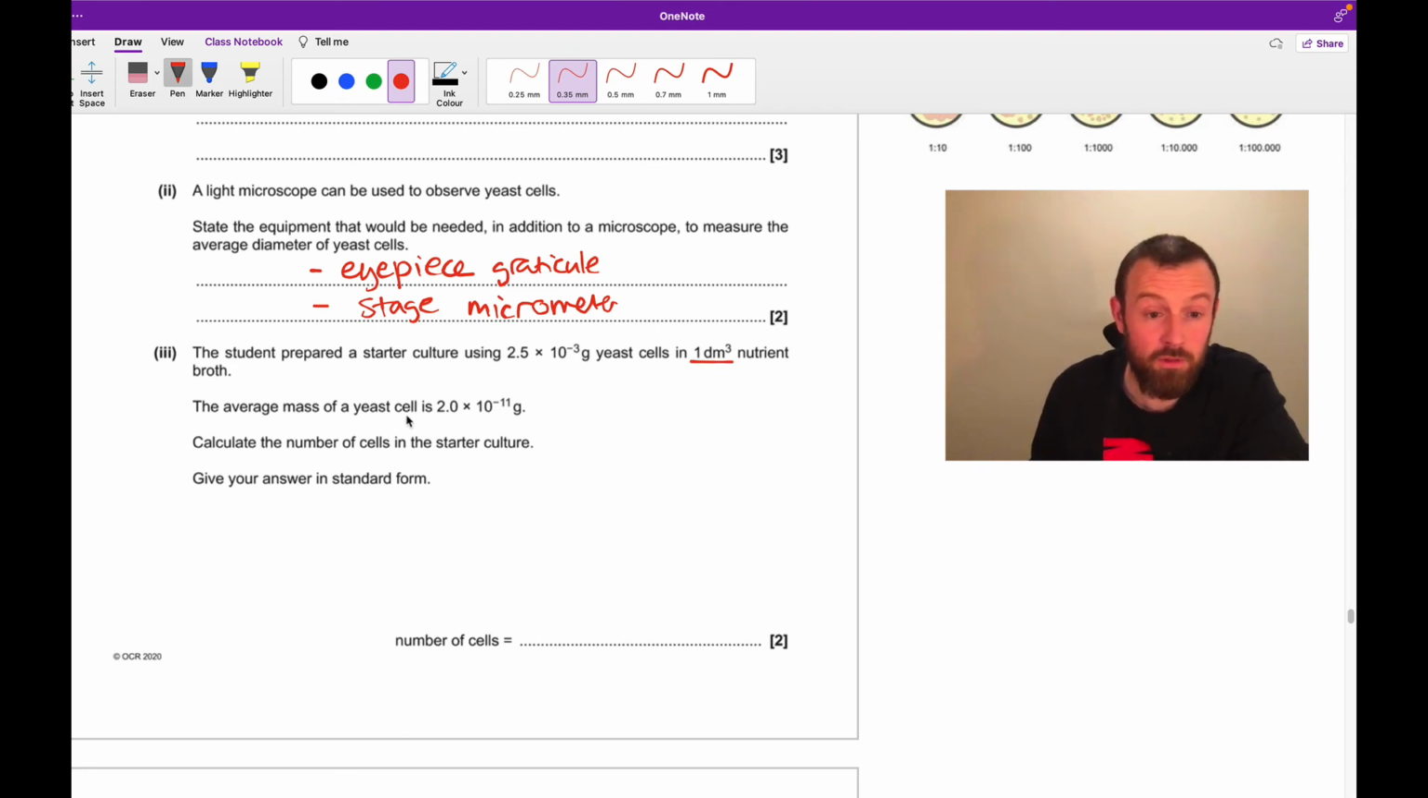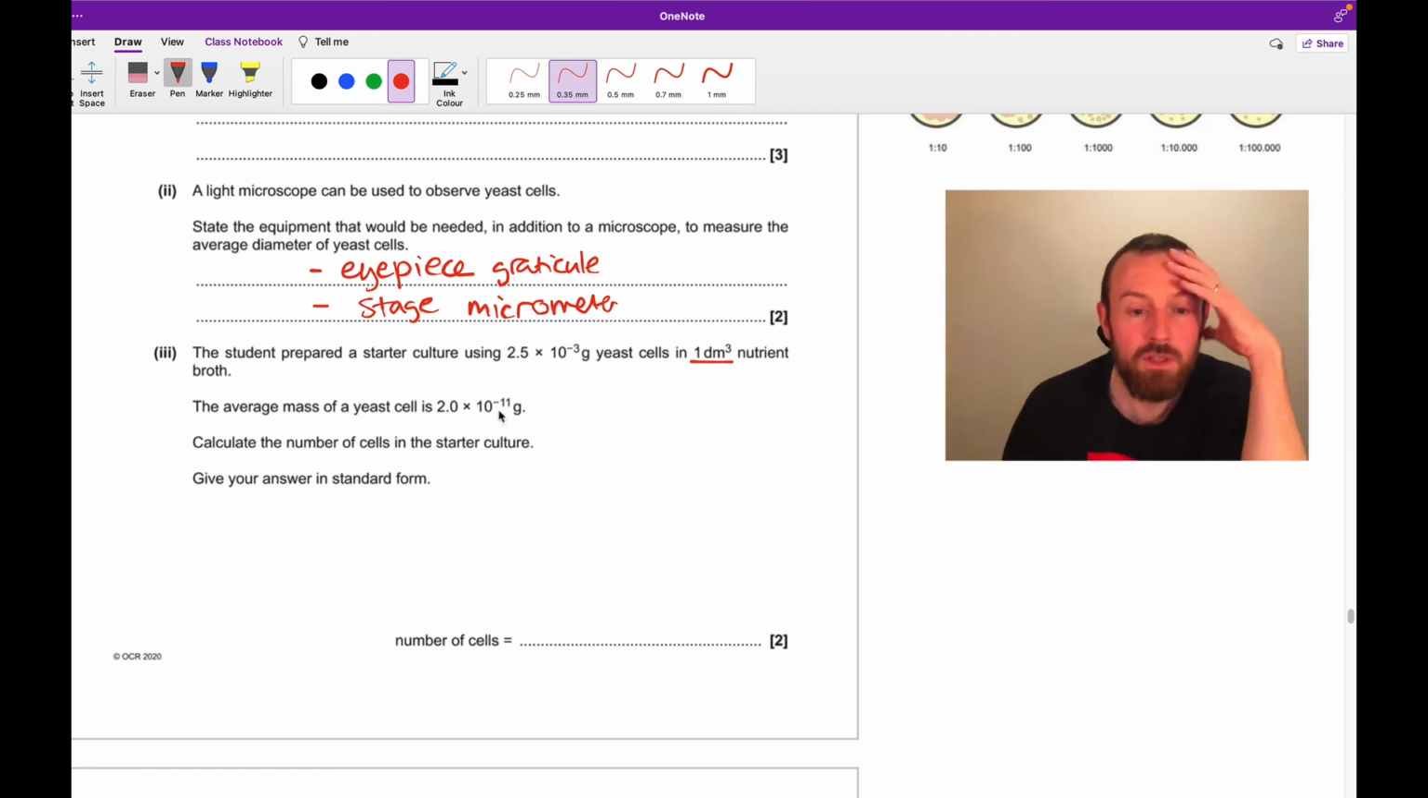The student prepared a starter culture using 2.5 times 10 to the 3 yeast cells in 1 litre of nutrient bath. The average mass of a yeast cell, oh gosh, is not a lot. 2 times 10 to the minus 11. So that is the number. Okay, this is not so bad. So if we know the total mass, and we know how much each yeast cell is, so we could do it.